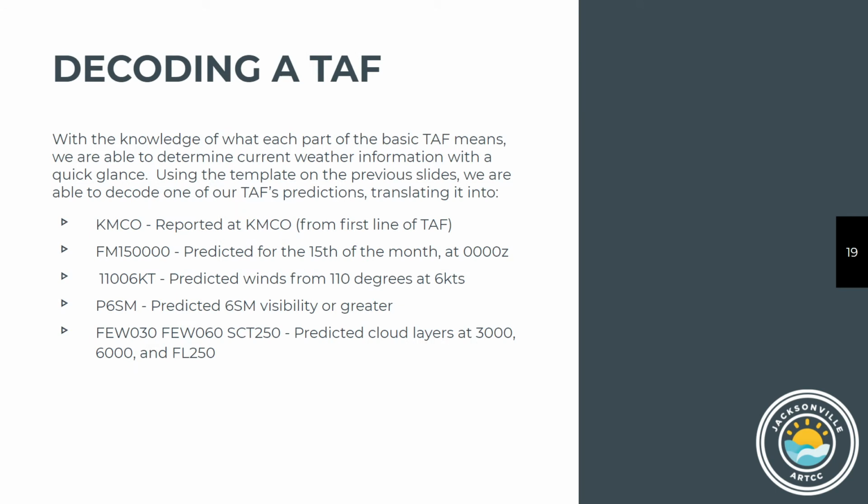So when you decode it, the first line is going to say from, so this will be the 15th day of the month, from 0 Zulu. That we predict the winds will be out of the southeast, 110 at 6. And we predict that it'll be 6 statute miles visibility or better. And I don't know why we put predict there and not everywhere else, but we don't. And the sky conditions look like we will have a few clouds at layers 3,000, 6,000, and flight level 250.